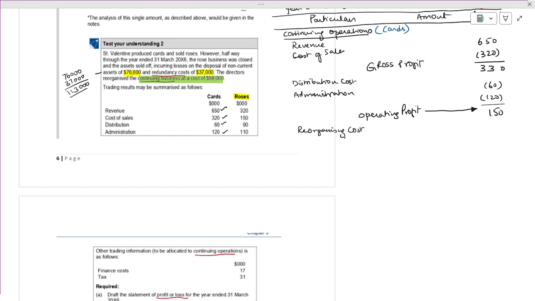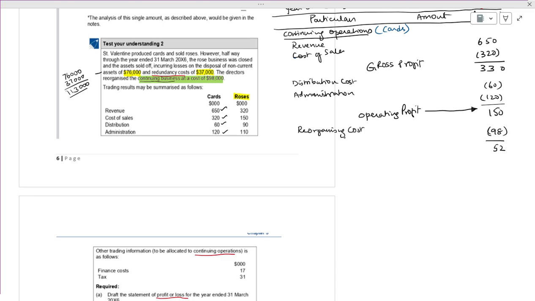Make it a point: we should not take anything related to non-continuing. How much is there? 98,000. How much will you get? 150 minus 98. 150 plus 8 is 158, minus 98. It comes to 52.